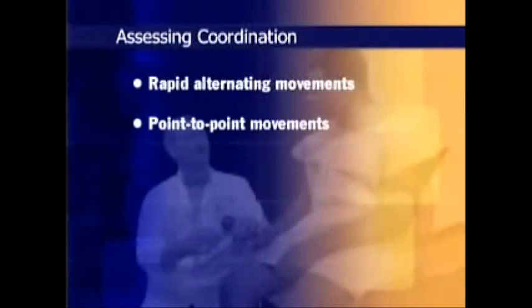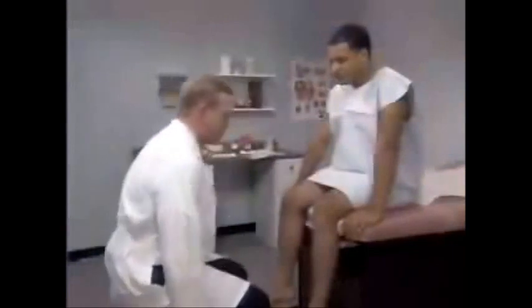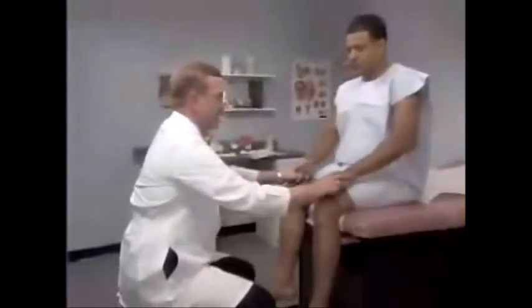To assess coordination, you'll evaluate rapid alternating movements and point-to-point movements. Begin by showing the seated patient how to move his hands so you can assess rapid alternating movement of the arms. I want you to do like this. Over and back, over and back. Now you do it. Observe the speed, rhythm, and smoothness of the movements.